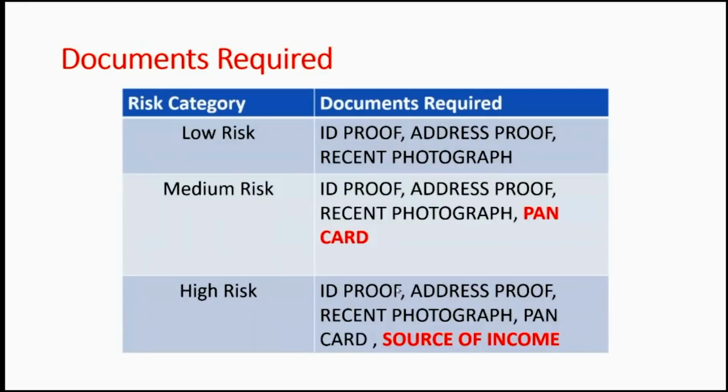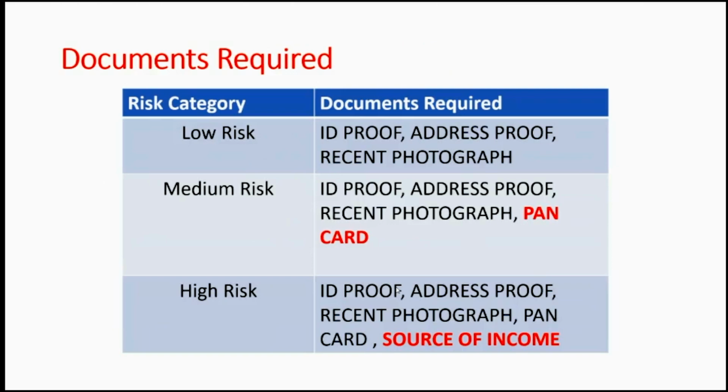Now we'll see what are the documents required for these risk category persons. For low and medium risk categories, the documents required are more or less the same. The documents which we should get are one ID proof, and the address proof of the depositor, a recent photograph, and also the PAN card. Since PAN card is now made mandatory, there is no difference between the low and medium risk nowadays. So for both these risk categories, one must obtain the ID proof, address proof, photograph, and the PAN card.